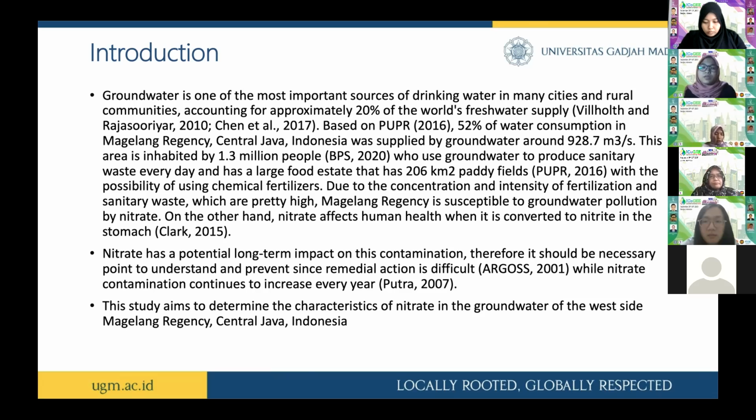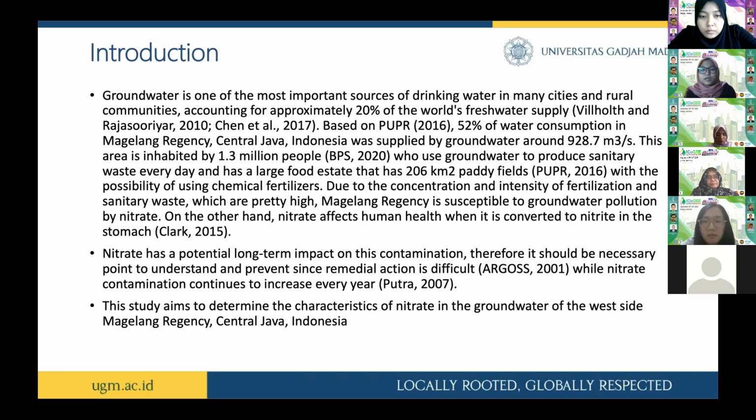52% of water consumption in Magelang Regency, Central Java, Indonesia was supplied by groundwater, and this area is inhabited by 1.3 million people who use groundwater and produce sanitary waste every day. This area also has a large food estate with 200 kilometers of paddy fields, where the use of chemical fertilizers is possible. Due to the intensity of fertilization and sanitary waste, which are pretty high, Magelang Regency is susceptible to groundwater pollution by nitrate.